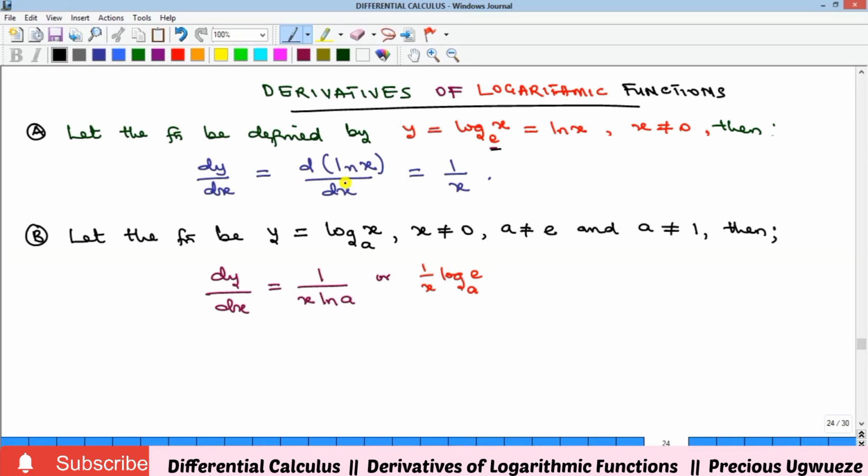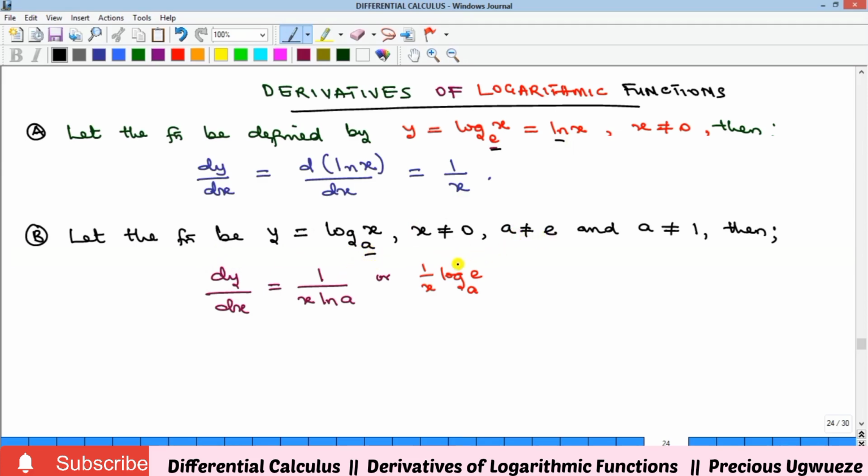Now when you have a function of this form, a logarithmic function where the base is this Euler number, we can actually write it as ln, which is also called the natural logarithm. So where x cannot be 0, we say that the derivative is 1 over x. So if this x now becomes another function, you will now apply the function of function rule, that's the chain rule.